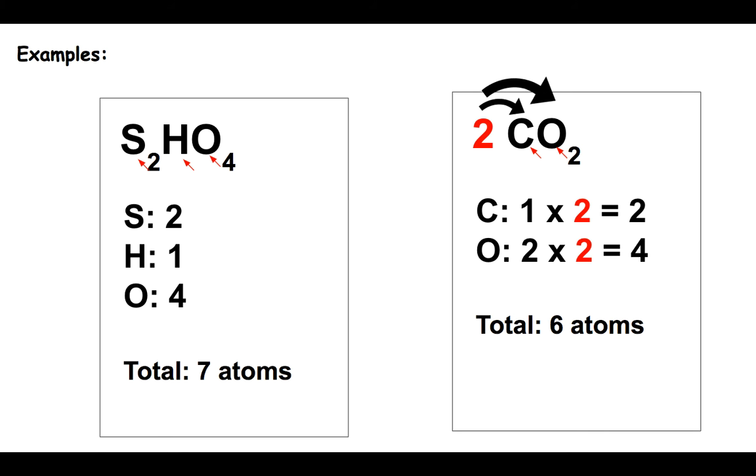And I can show the distribution here. Think of it like a math problem. 2 gets distributed to C, 2 also gets distributed to however many oxygen atoms there are.